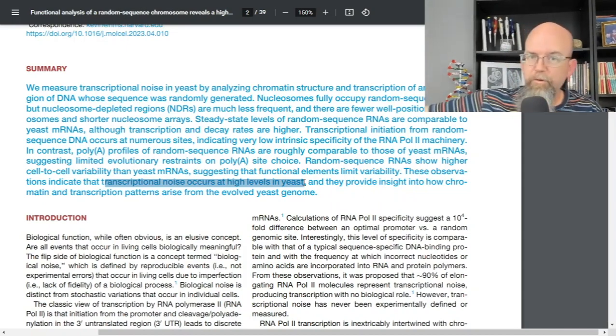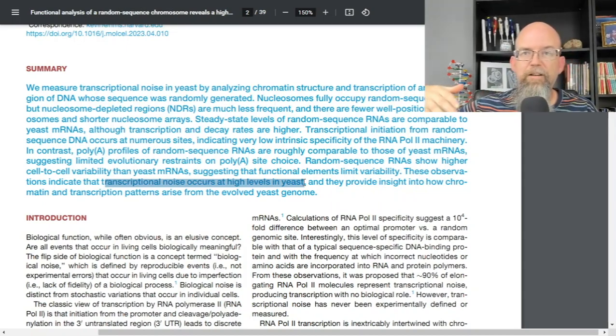You have to take a few more steps in order to prove that it's actually functional, that it serves some purpose in the genome. And it's not just the product of the inefficiencies of chemical reactions, right? The lack of fidelity of our biological processes, right? So finding noise is not finding function.